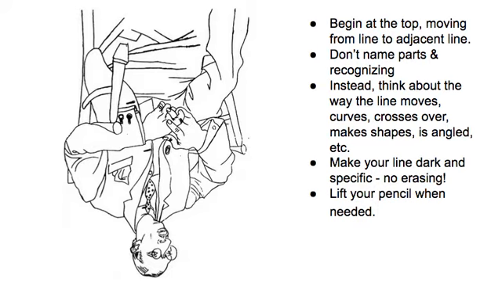Move from line to adjacent line. Again, don't recognize the parts or try to name them. Instead, think about the way the line moves, curves, crosses over, makes shapes, the way it's angled, how long or short it is, etc. Your eye should be slowly moving down the image, being aware of all of these subtleties and all of these observations about the lines.